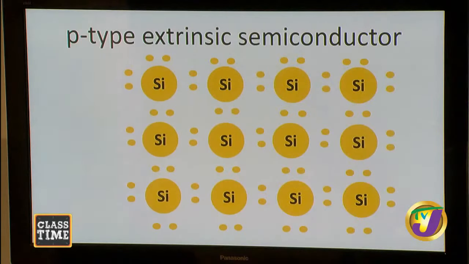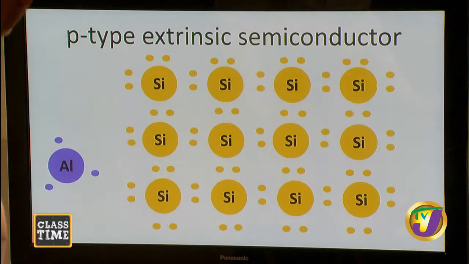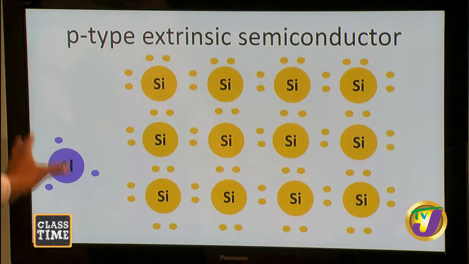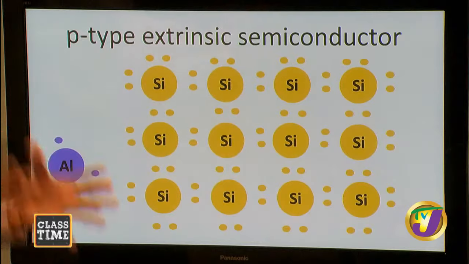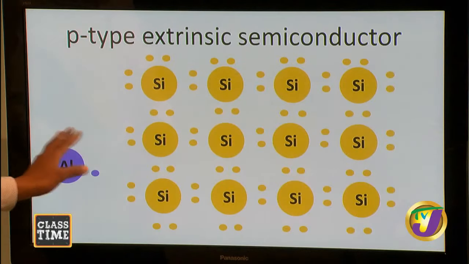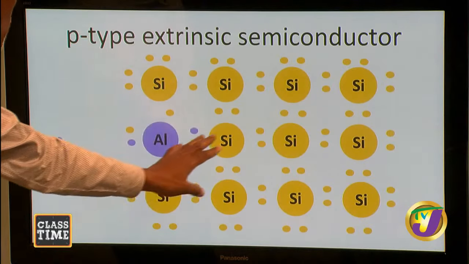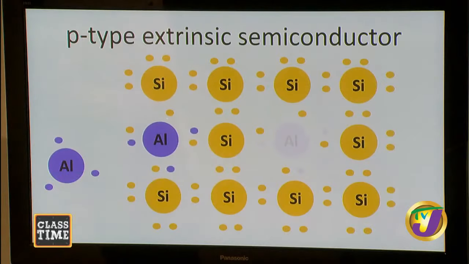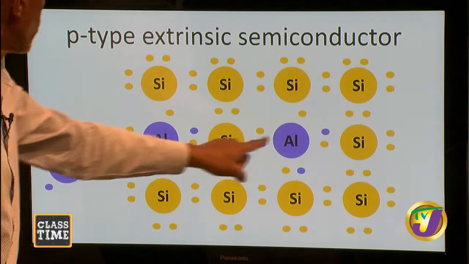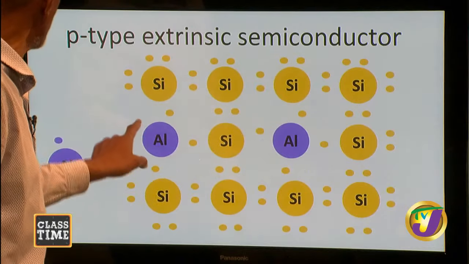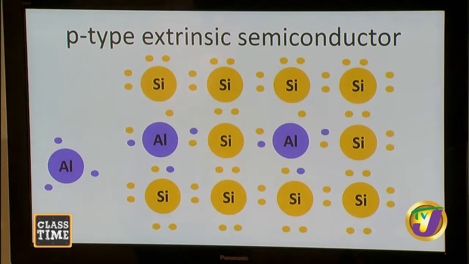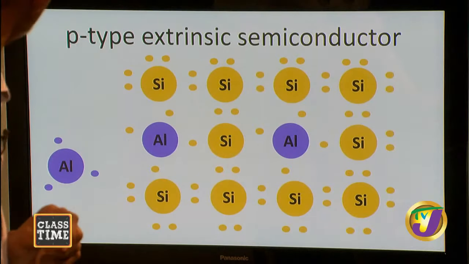Again, we have our intrinsic. And then if we take an aluminum atom, aluminum comes from group 3. So this is trivalent, and it has 3 valence electrons. Now, if you were to replace a silicon with that aluminum, these 3 will form bonds with the neighbors, but then it only has 3. Then we will have 2 vacant spaces or 2 vacant states, right?